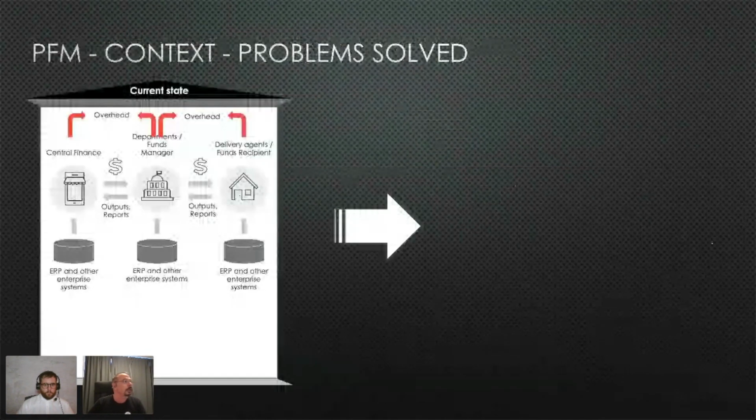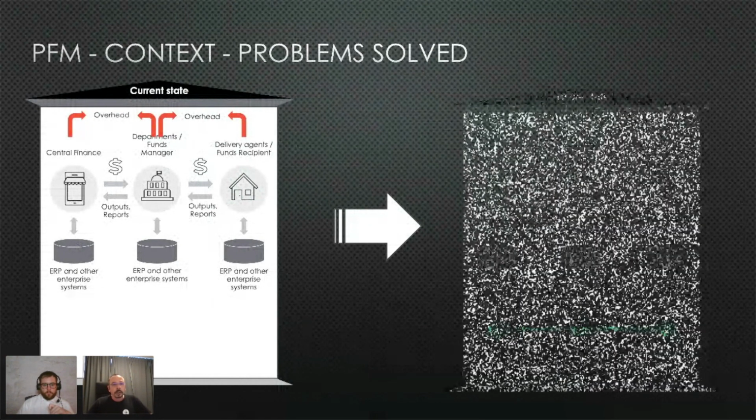So in a nutshell, the current state, if you look at the government, is basically just what I indicated: you have your central finance funneling money and grants and loans down the chain. And again, each has their own system that they're keeping track of that. And there's a significant amount of overhead, as I just indicated, in reconciling the expenditures and outcomes for those programs.